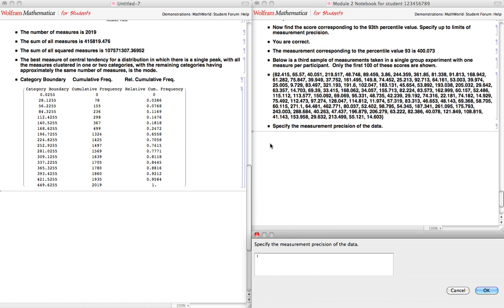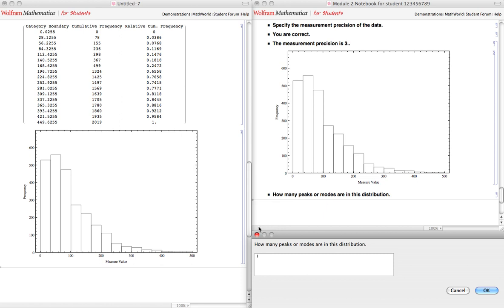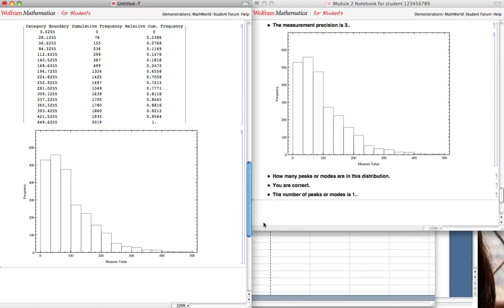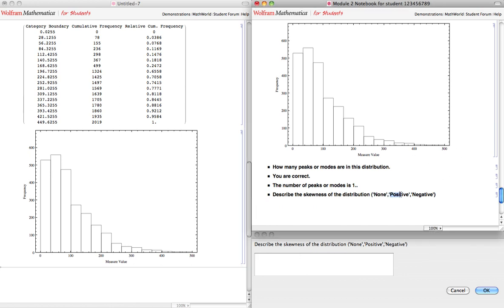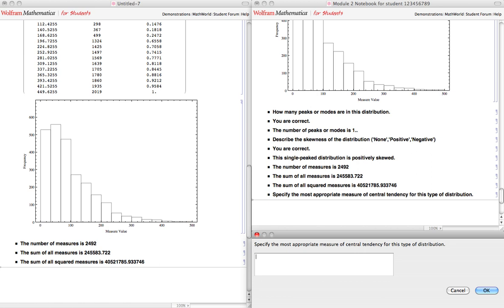In this case, you're given another sample. You have to specify the measurement precision. How many peaks? This is a single peak distribution. Describe the skewness. In what direction are the data pulled? They're pulled towards the positive direction, so it is positively skewed. Just copy and paste the word you see here. Positive, so you don't make a spelling mistake.